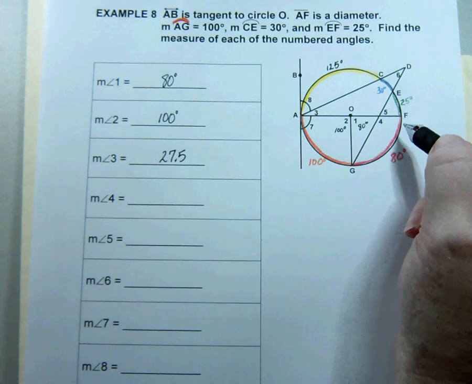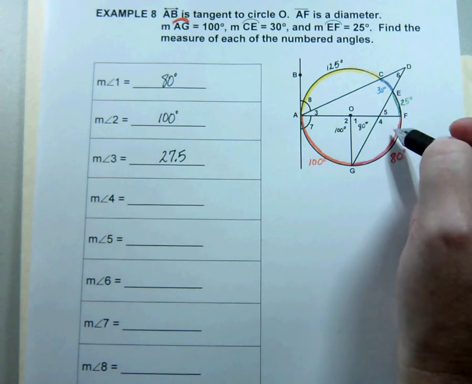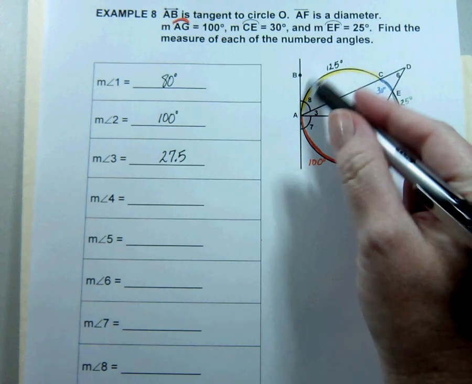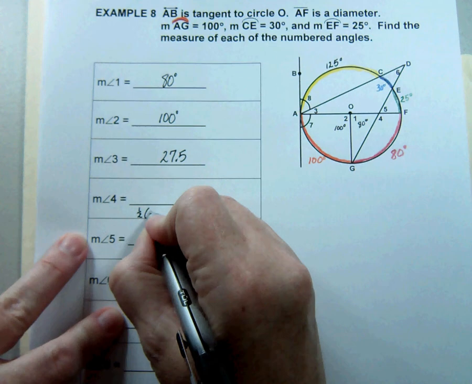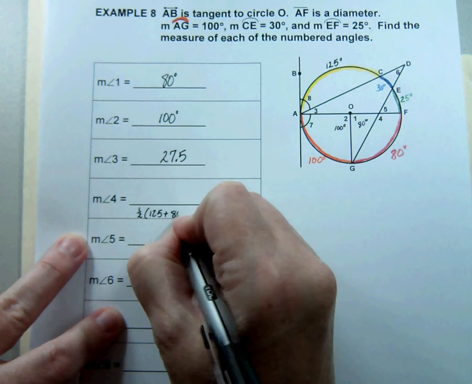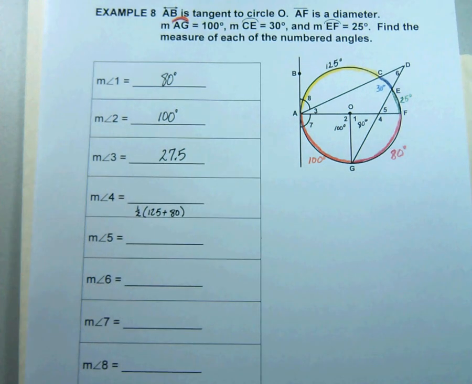Now the reason I did all that, if you look at, to get angle 4, it's an inside angle, but you're going to have to use 80 and 125. I think I'm going to write that down here. It's half the sum, so it's 125 plus 80, and then you take half of that. Make sure I do my math right.